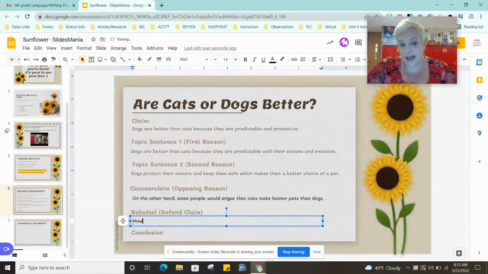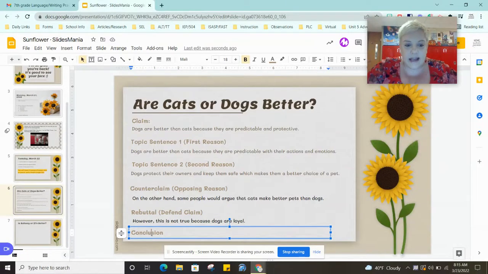So we could say, however, this is not true because, and come up with one more reason why dogs are way better. So, however, this is not true because dogs are, I'm going to come up with the idea of dogs are loyal, right? Not only are they predictable and protective, but they're loyal. So I'm going to say, however, this is not true because dogs are loyal. And then I would need to go into reasoning with that.